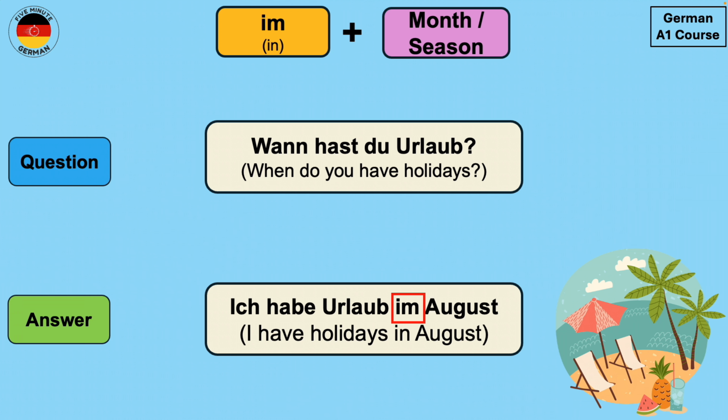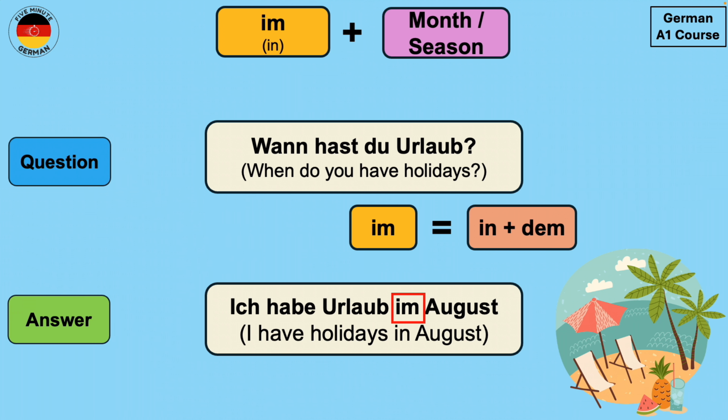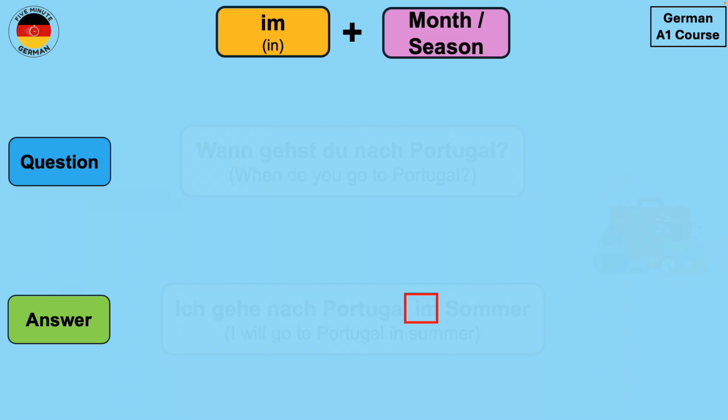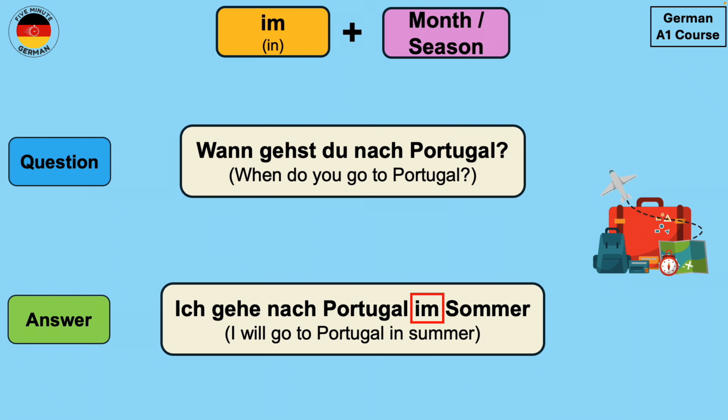And similar to what we saw earlier, "im" is a combination of "in" plus "dem", and this also has the same reasoning behind it as we saw for "am", but I think the easier way is just to remember that whenever you have a month or season, then you use "im". Now let's take another example with the season. So for example, you have the question, "Wann gehst du nach Portugal?" Then you can say, "Ich gehe nach Portugal im Sommer." I will go to Portugal in summer. So this is also the future, but since it is a season, that's why we are using "im" and not "in".